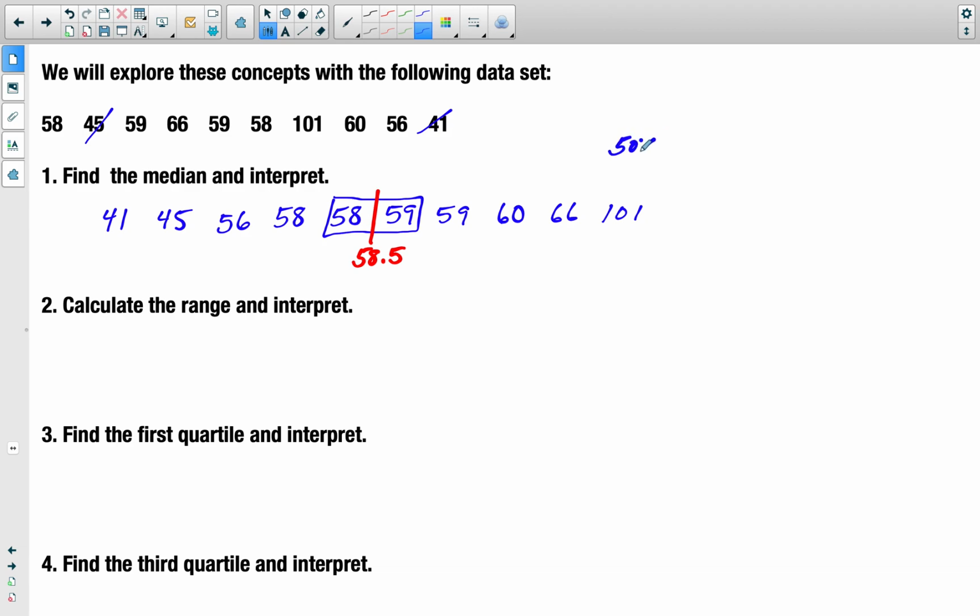Now to interpret that, you would say 50% of my data values fall at or below 58.5.